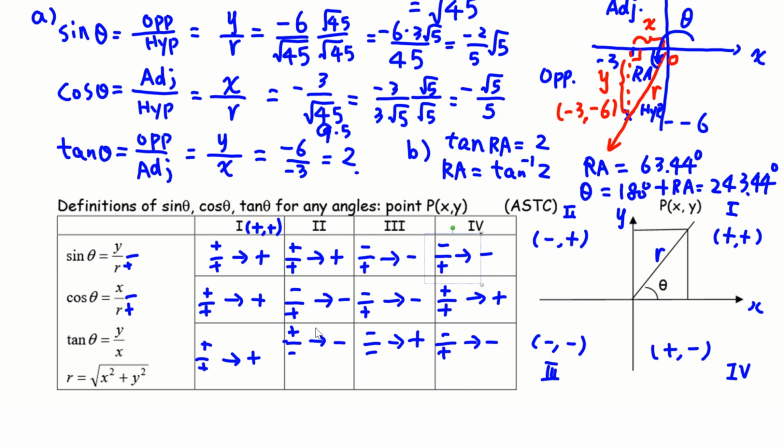So from this chart, we are going to circle the positive ones. Then in future, we just remember in which quadrant the ratio is positive, then we are able to tell. If a ratio is given, we are able to tell in which quadrant the angle may be.